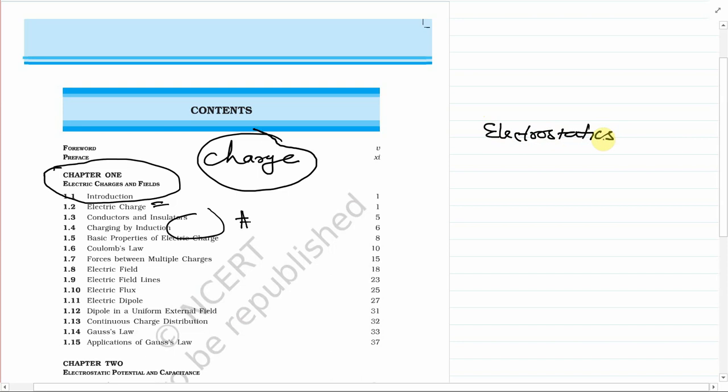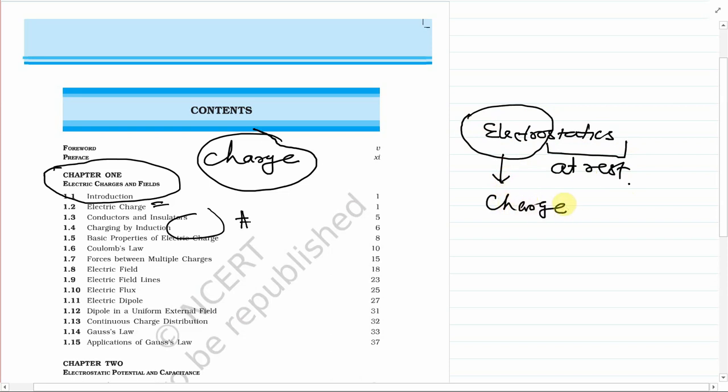Electrostatics, as you already know, the statics term means at rest, and the electro part refers again to the entity charge. So basically in the first two chapters we will be studying what charge is, what its properties are, and what its effects are when it is at rest.